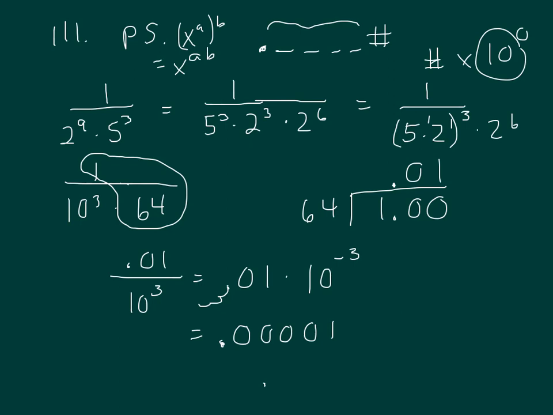So how many zeros do I have to the right of the decimal point? 1, 2, 3. I have 4.